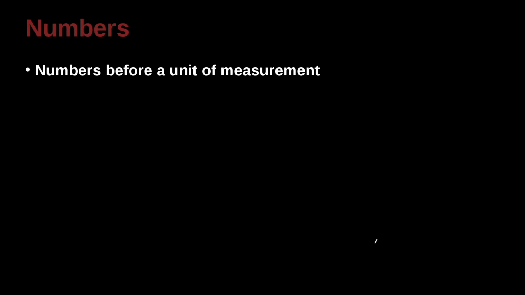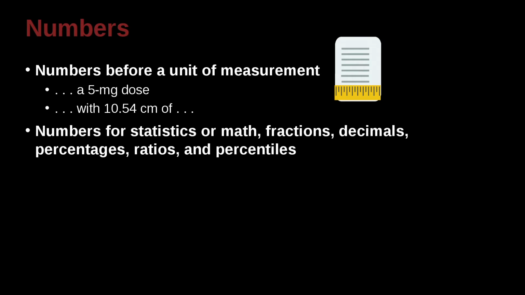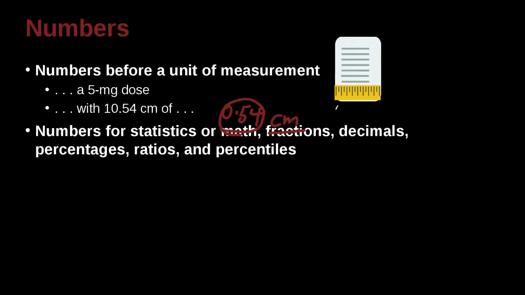Numbers that come before a measurement unit, for example, 5 milligrams, 10.54 centimeters. In this case, 10 is 10 or bigger, but even if this number were smaller, even if this number were 0.54, which is definitely smaller than 10, you would still write it with a number like this because it's a measurement.